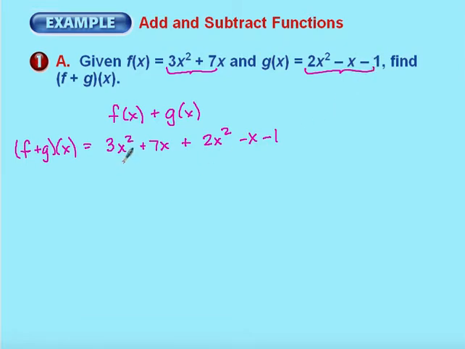So now I'll collect my like terms. So I have in total 5x squareds. 7x minus x gives me a total of 6x's with a constant of negative 1. So f plus g of x simplified gives me 5x squared plus 6x minus 1.